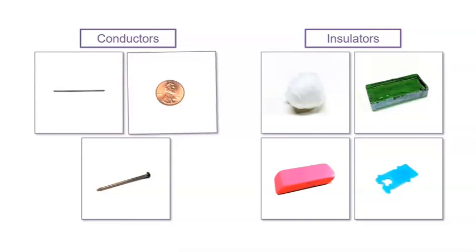So the carbon pencil lead, the copper penny, and the steel nail are conductors, and the cotton ball, the glass towel, the rubber eraser, and the plastic bag closure are insulators. Keep all this in mind as we work to learn more about pantographs.